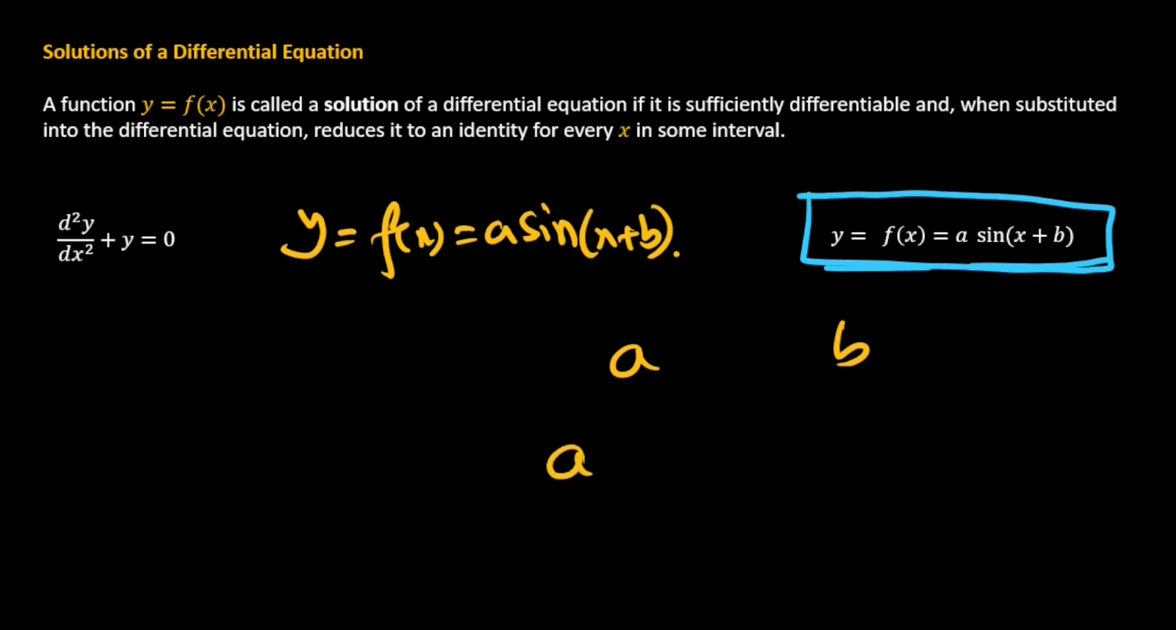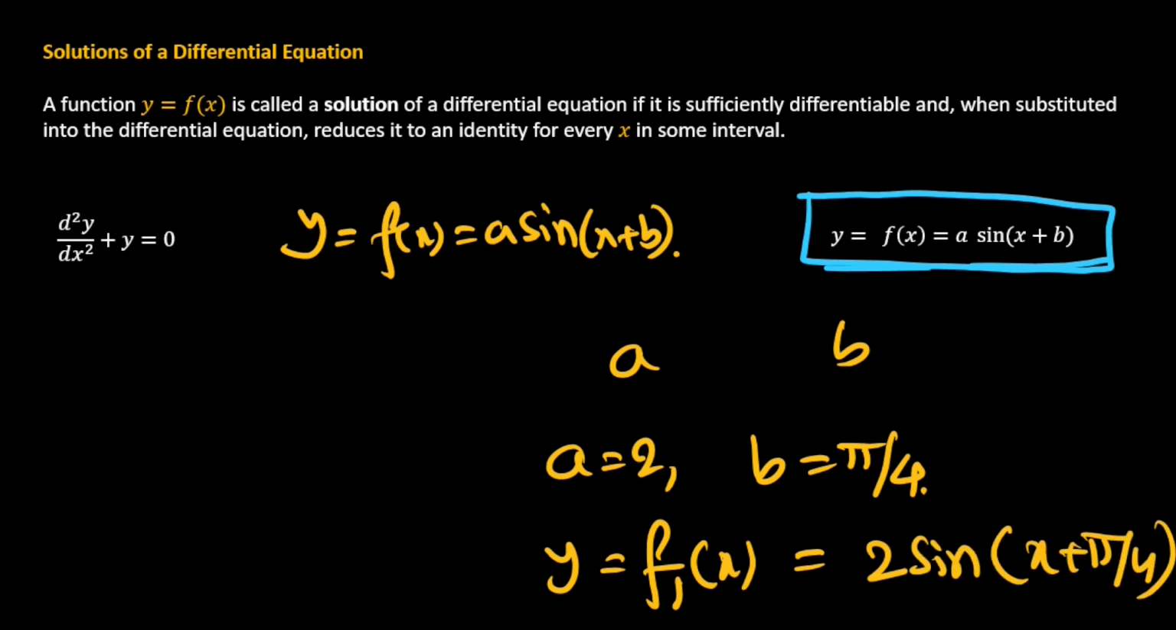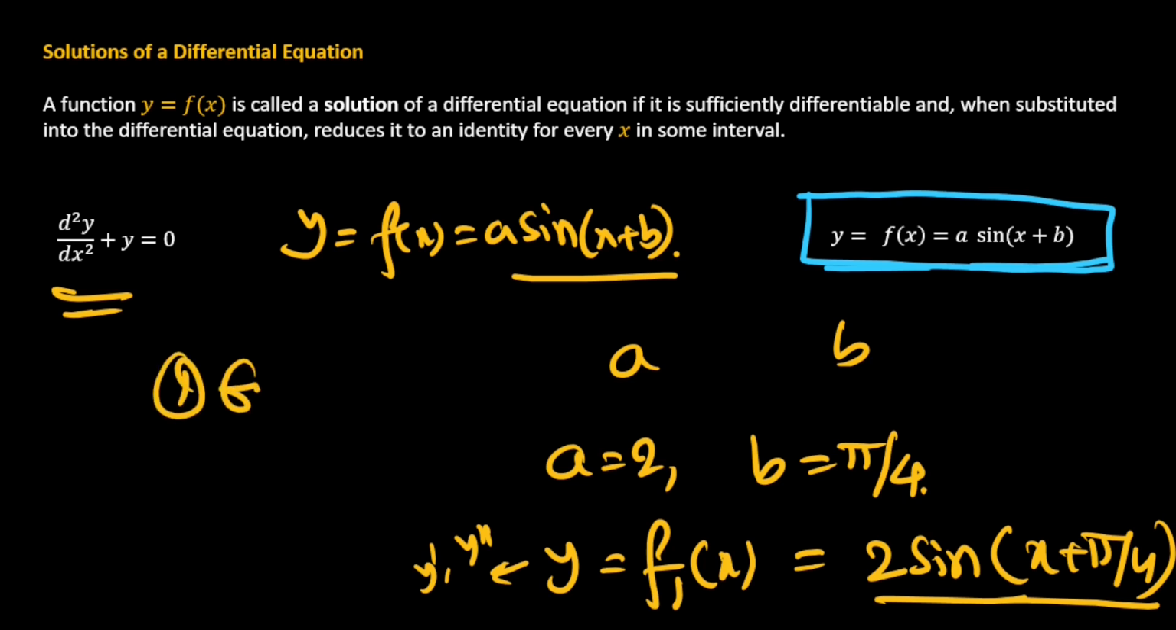If we set a equal to 2 and b equal to pi by 4, then the function f reduces to f1 of x, that is 2 sin(x plus pi by 4). If we find the derivatives of this function, y dash and y double dash, and put them in the equation, we see that the left hand side and right hand side are equal. So this is also a solution, and this type of function we call a particular solution. So solutions are of two types: one is the general solution, and the second is the particular solution.